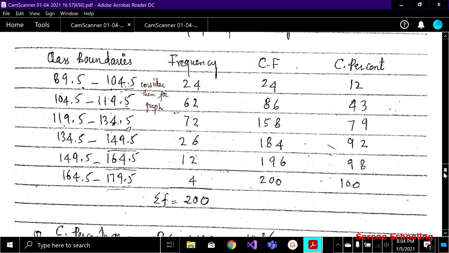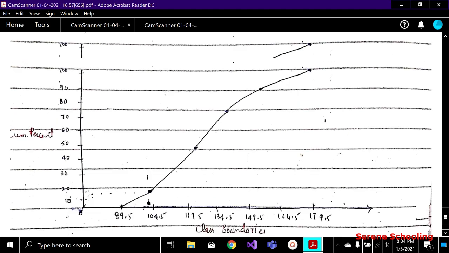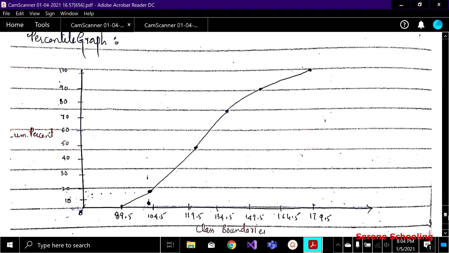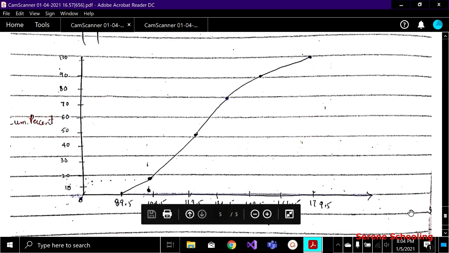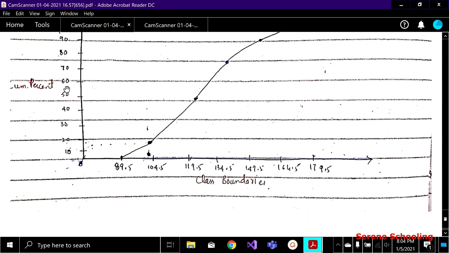So you can see from this view here, this is our percentile graph. Here we are given the class boundaries, that is on the x-axis, from the first class boundary to the last one, and here from 10 to 100 we have the cumulative percentages.